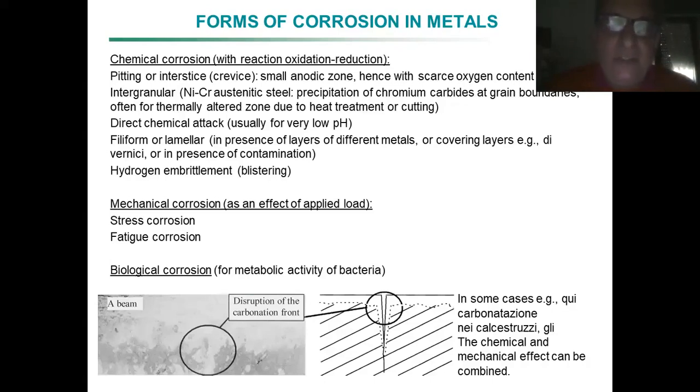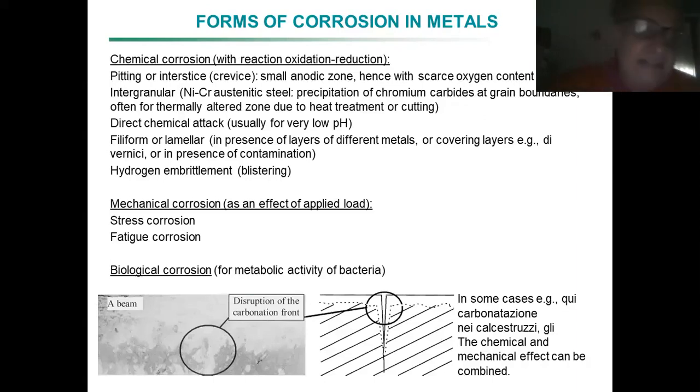This causes a propagation of corrosion in the case of tin cans, like wires, so a filiform corrosion, or a more extended area like lamellae. So in the longer run, they tend to detach from each other, and this is again corrosion.